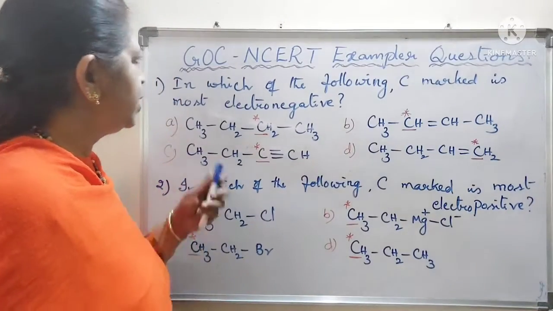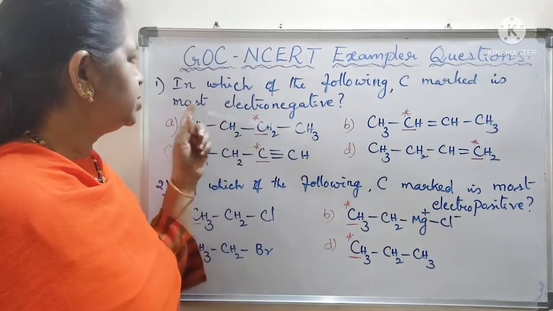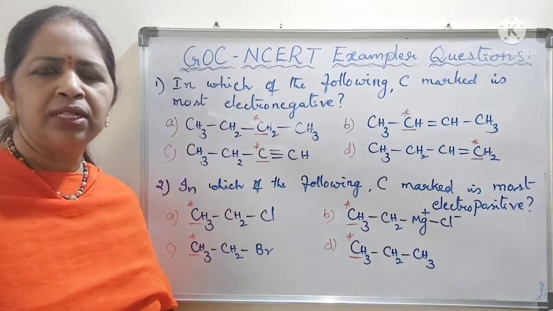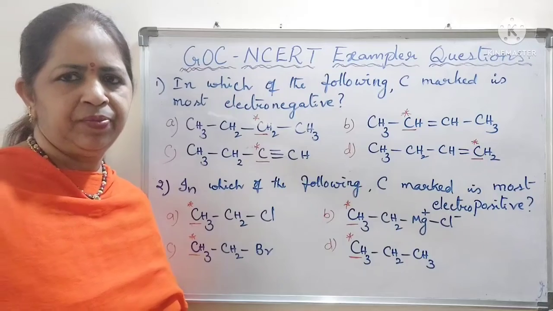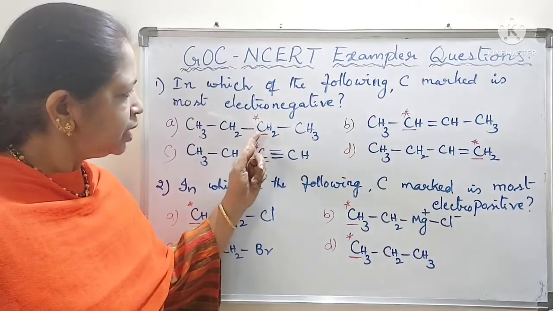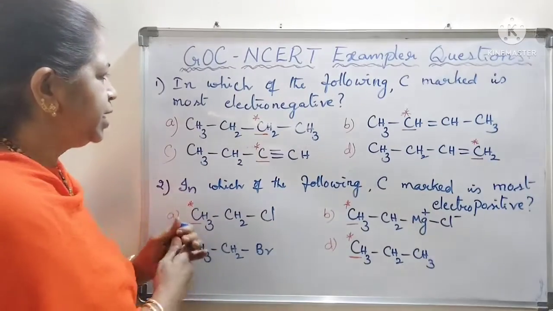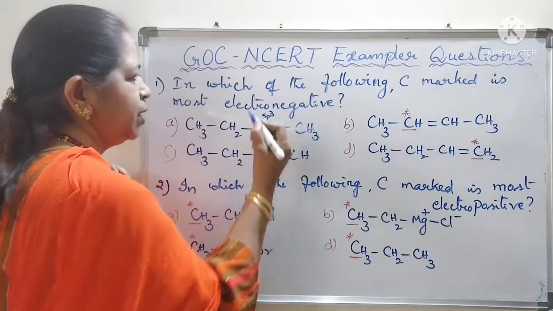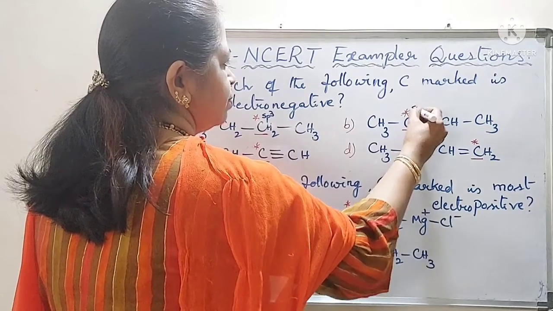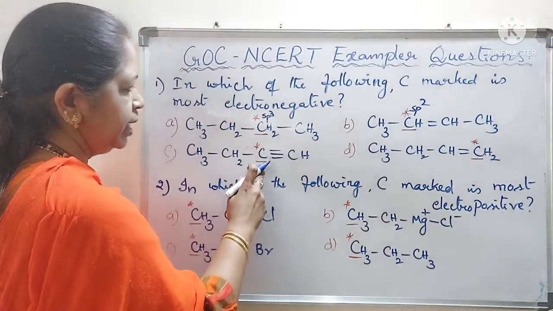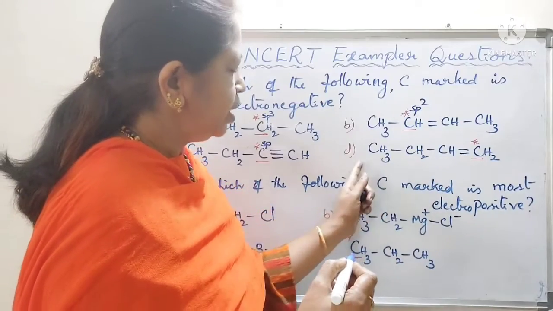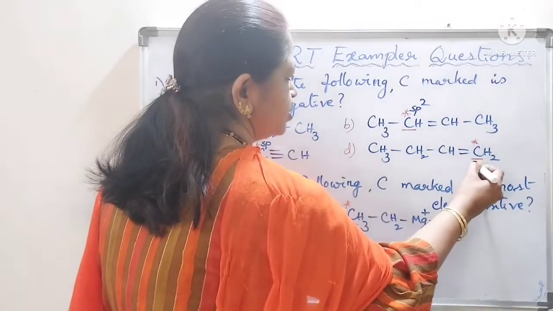Now, let us see the first one. In which of the following is the carbon marked more electronegative? The electronegativity of different carbon atoms depends on the hybridization of the carbon. In A, the carbon marked is sp3 hybrid carbon. In the second one, it is double bonded carbon, so it is sp2 carbon. In C, it is triple bonded carbon, so it is sp carbon. And in option D, it is double bonded carbon, so it is also sp2 carbon.